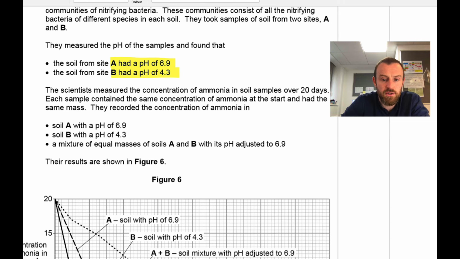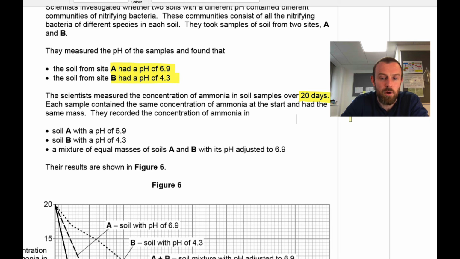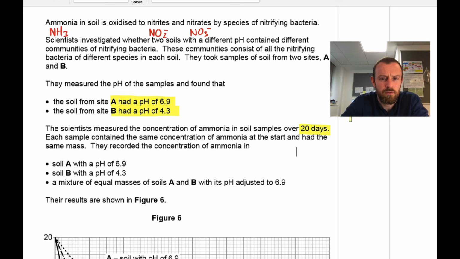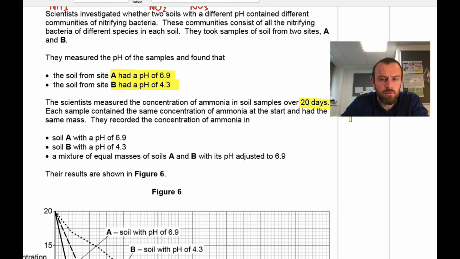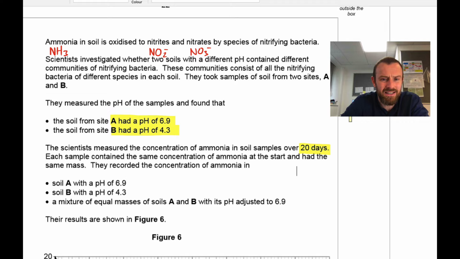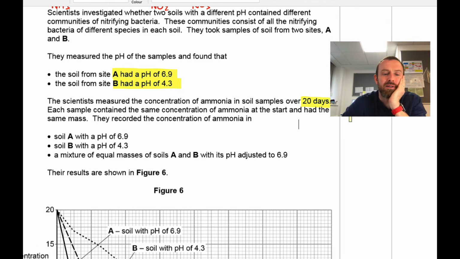The scientists measured the concentration of ammonia in soil samples over 20 days. Okay, so we know the duration of the test. So it's not very, very long, 20 days. Maybe that's going to come up later. Each sample contained the same concentration of ammonia at the start and had the same mass. Did they add this ammonia? Okay, I guess it looks like they maybe added the ammonia at a fixed concentration and then could tell how quickly it was broken down. It looks like that's what they did.